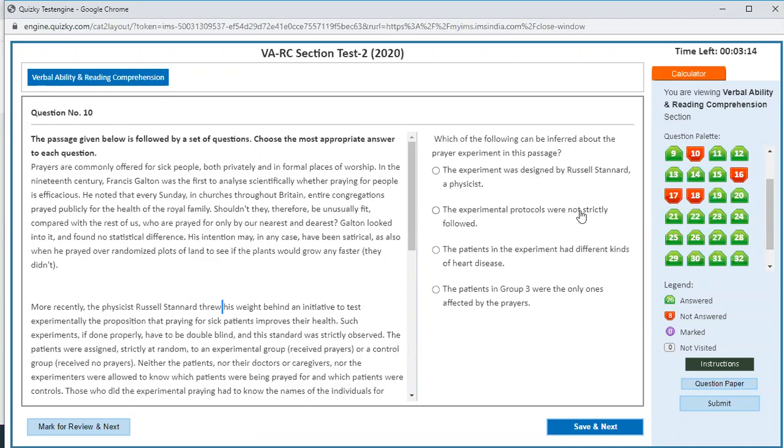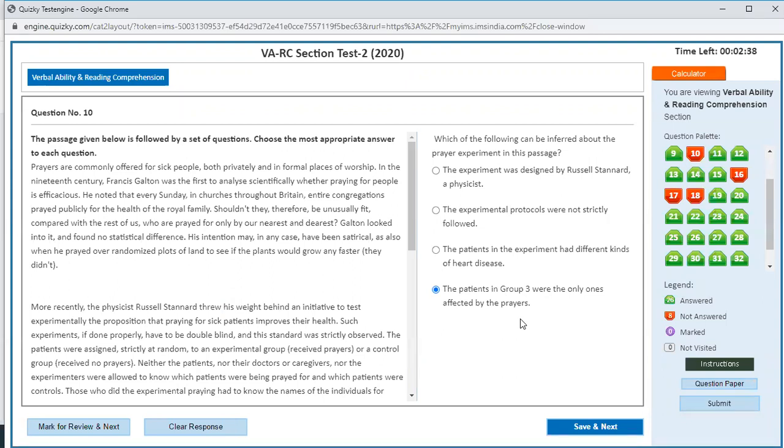No. The experimental protocols were not strictly followed. Nothing like that is mentioned. The patients' experiment had different kinds of heart disease. Can be inferred. Okay. Patients in group 3 were the only ones affected by the prayers. Not strictly followed. I don't know. I'm a little confused with this one as well. Designed, protocols not strictly followed, not talked about.